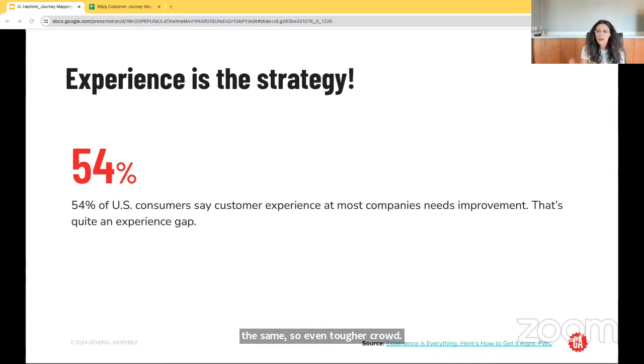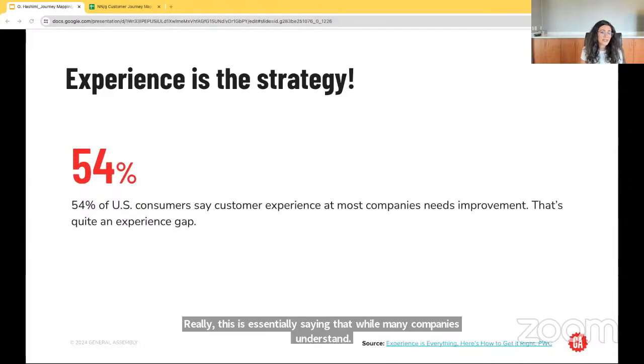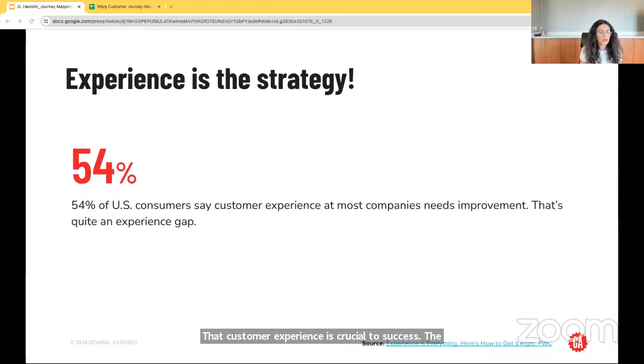All right. So obviously, I may be a little biased here, but enough companies and organizations understand that experience is the strategy. This is essentially saying that while many companies understand that customer experience is crucial to success, the majority are falling short of delivering on this promise. There's a clear opportunity for businesses to differentiate themselves by really prioritizing and improving customer experiences.